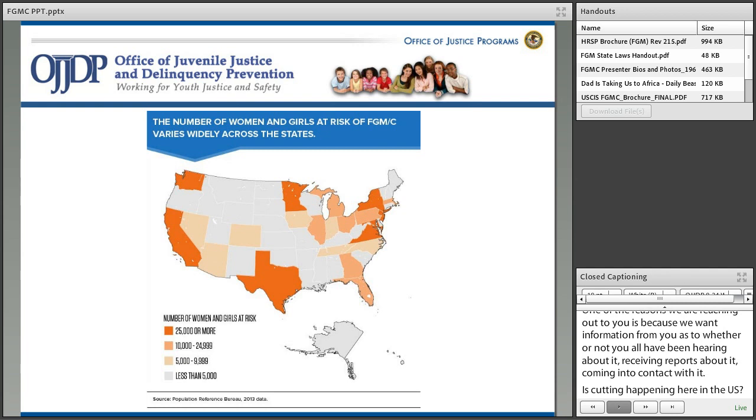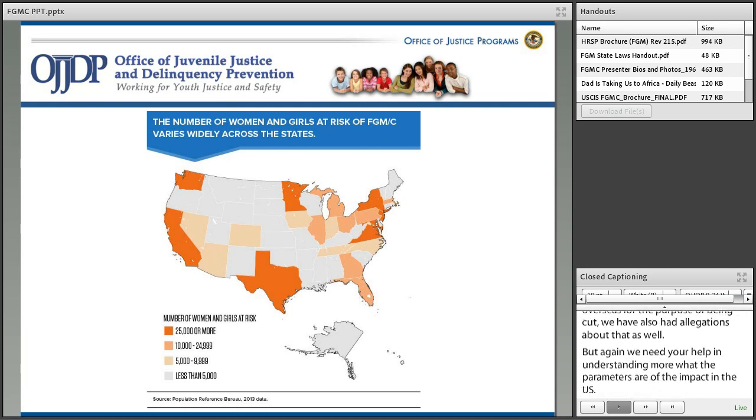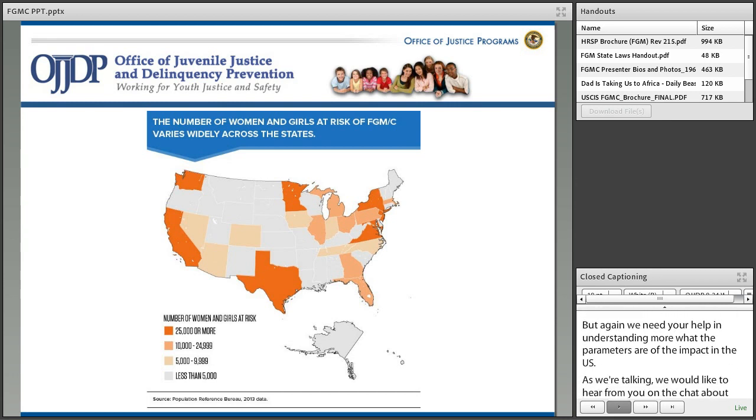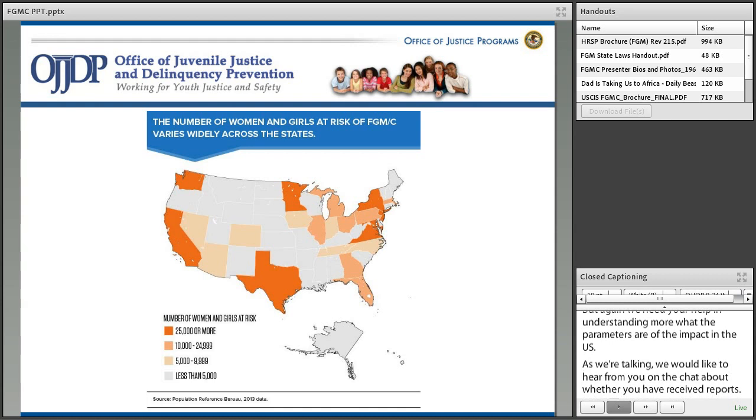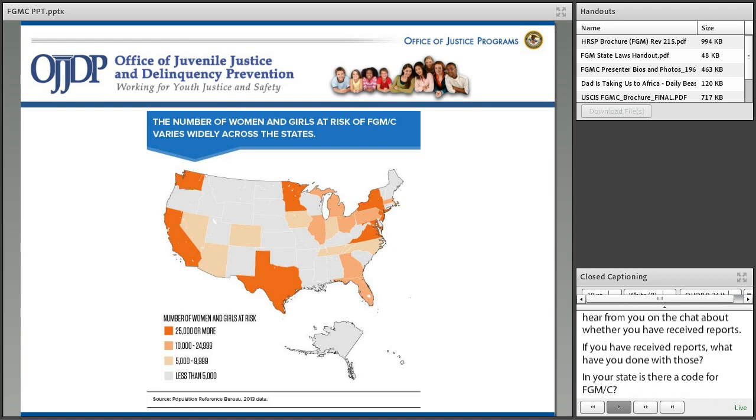But again, we need your help in understanding more what the parameters are of that, the impact of it here in the U.S. So as we're talking, we'd like to hear from you on the chat about whether you've received reports. If you have received reports, what have you done with those? In your state, is there a code for FGMC? So if you were to report, how would it be coded? All that information is what we'd like to hear from you today.